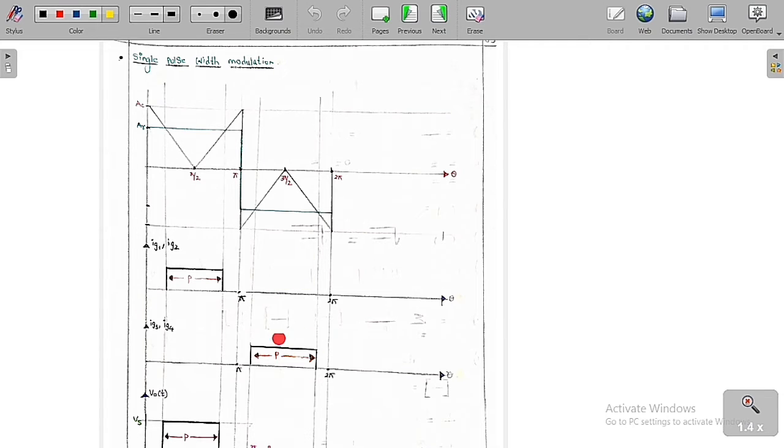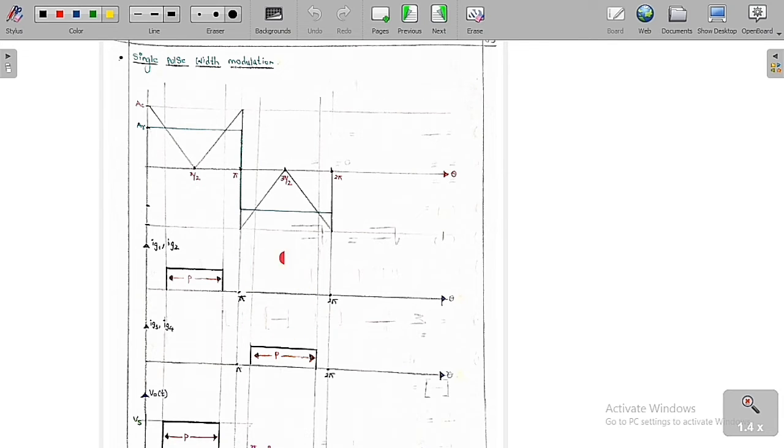Simply we can say that here also we generate the triggering pulses Ig3 and Ig4. These pulses trigger thyristors T3 and T4, whereas the earlier pulses trigger T1 and T2. Basically, these triggering pulses are given to the single phase full bridge voltage source inverter circuit.